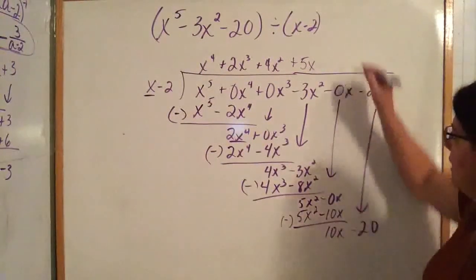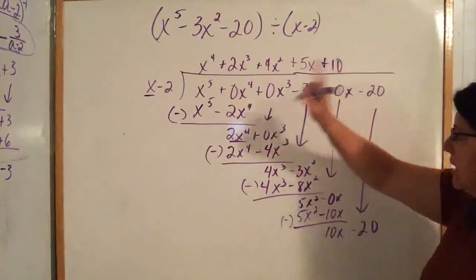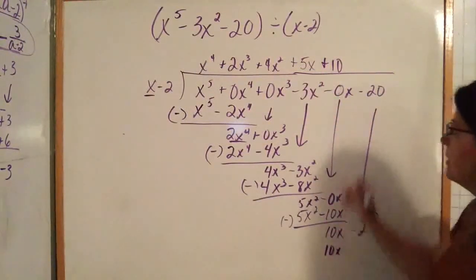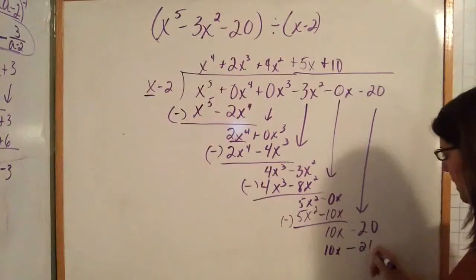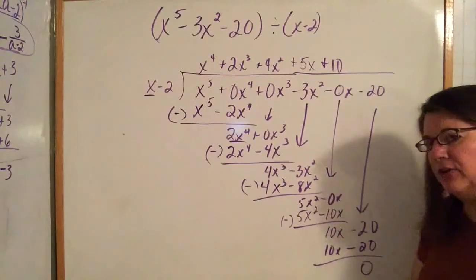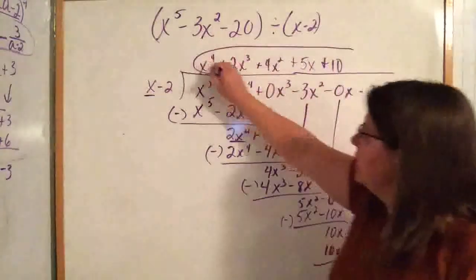X goes into 10x, a positive 10 times. 10 times x is 10x. 10 times negative 2 is negative 20. And look at what happens. We end up with a remainder of 0. This would be our polynomial.